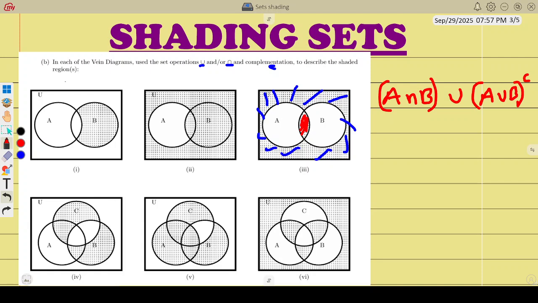And then for this one, we actually answered it already. So this is C plus B. The things in B and in C, except the intersection. I've even showed you the other forms of writing this. Was it in the other video? Yeah, it's in the other video.